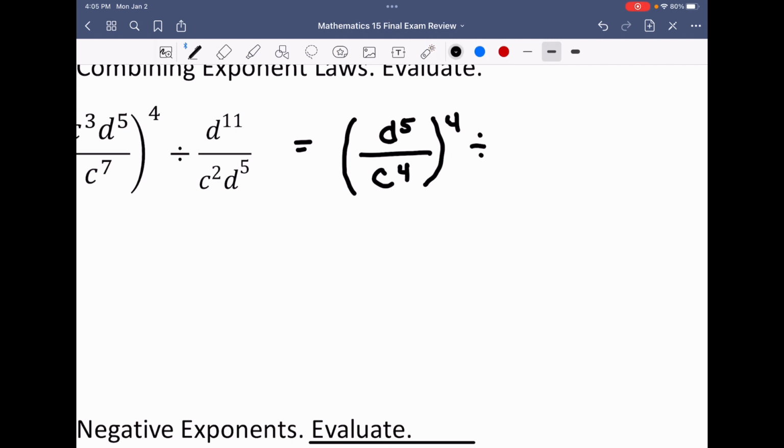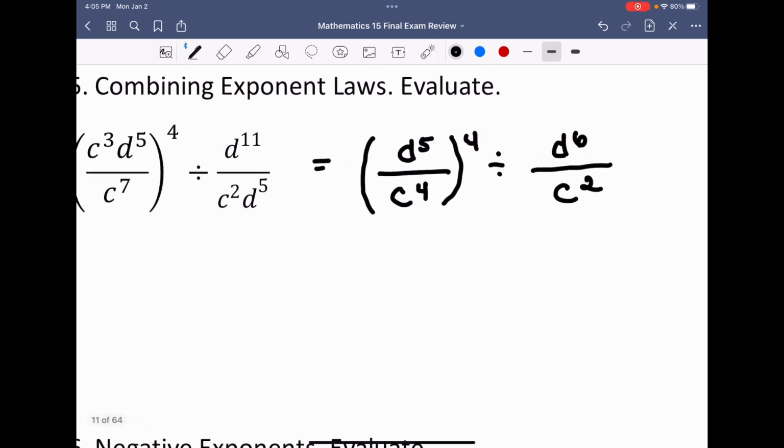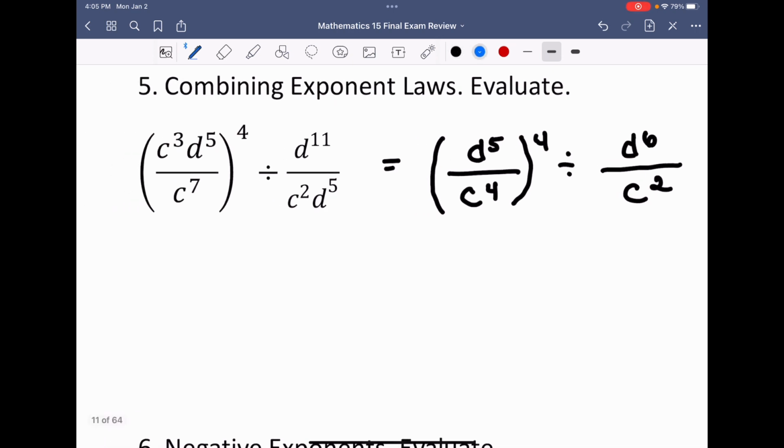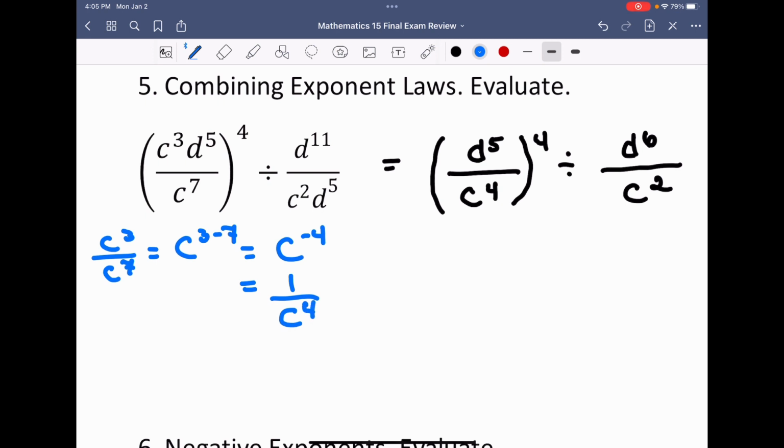A factor of 6. So we're going to say D to the power of 6 over C2. Okay. Now, to really clarify what we're doing there, when I'm saying we're comparing the numerator to the denominator and figuring that out, I'm actually using quotient rule. C3 divided by C7 is like saying C to the 3 minus 7, which is equal to C to the negative 4, which is equal to 1 over C to the 4. So C goes to the denominator.